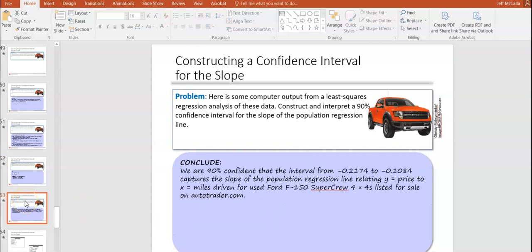Finally, we are 90% confident the interval from negative 0.2174 to negative 0.1084 captures the slope of the population regression line. That's really what we're trying to find. It's weird, we're doing regressions on the slopes. We're hoping to capture the slope relating y equals price and x equals miles driven for the truck.